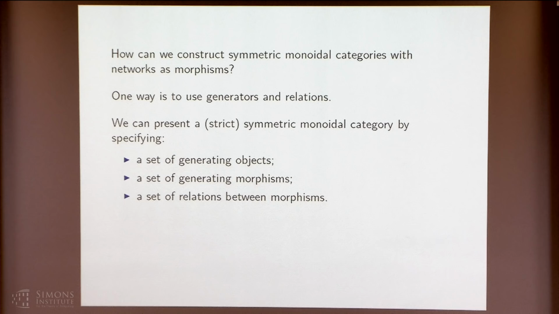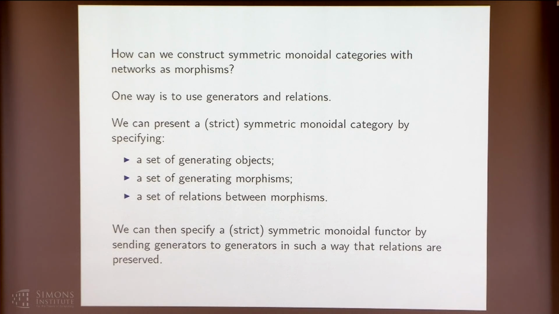And then, as always in a presentation, you would want some relations. And typically here we would only impose relations between morphisms, saying that something is equal to something else. Some diagram we count as being equal to some other diagram. So there's a nice way to go about this. And the advantage of it is that then you can describe symmetric monoidal functors between symmetric monoidal categories by just saying where the generators go.